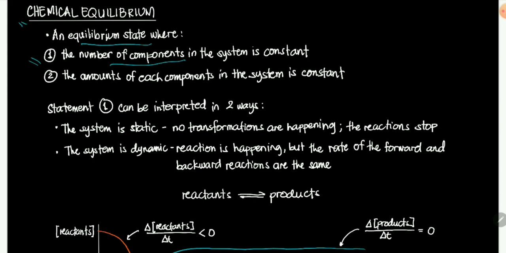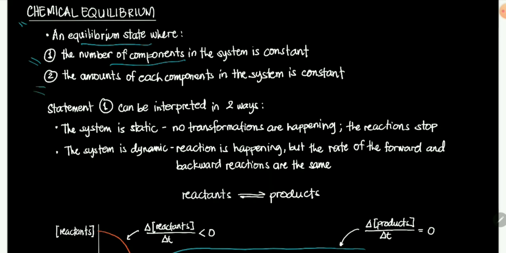So hindi nagkakaroon ng bagong component, hindi rin tayo nawawalan ng components. So kung halimbawa 4 yung components doon sa system at equilibrium, mananatili siyang 4 components. Okay, hindi siya nagiging 5 or 3. So also, yung amounts ng mga components na yon ay hindi nagbabago.